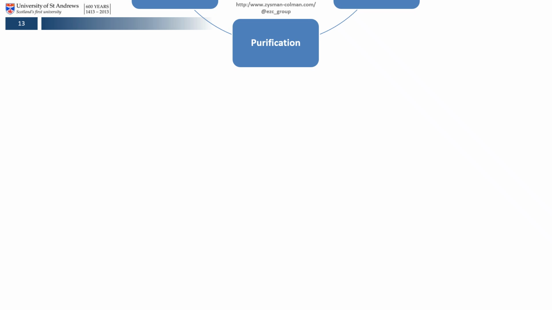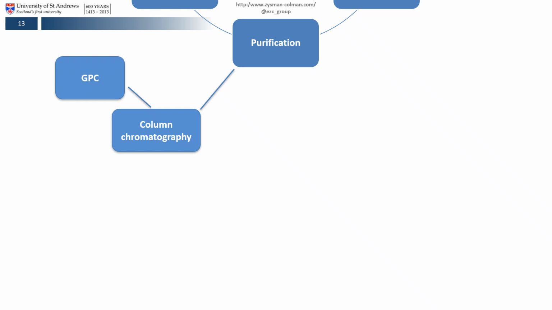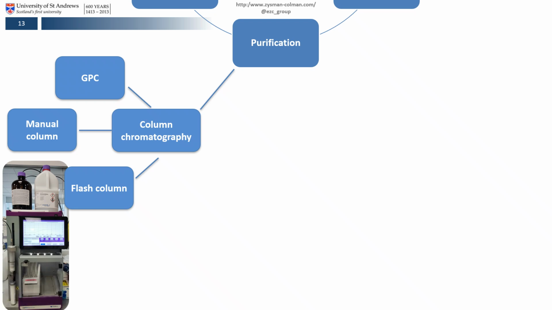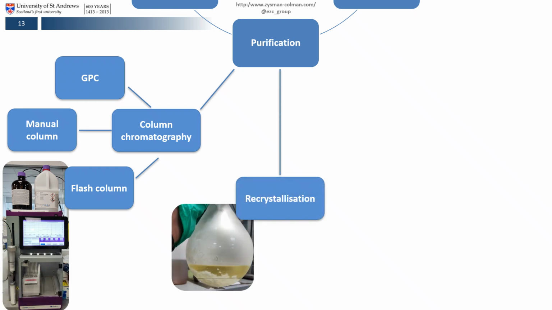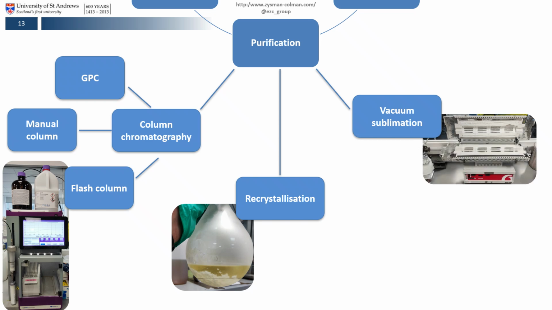Once the crude compound is obtained, it's time for purification. This can be done with column chromatography, such as gel permeation chromatography, manual column chromatography, or flash column chromatography. Another technique is the so-called recrystallization, and last but not least, for the final purification step, we have the vacuum sublimation.